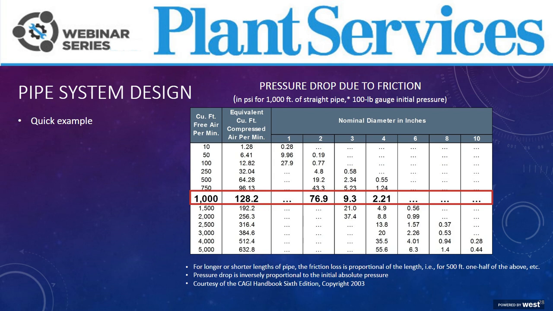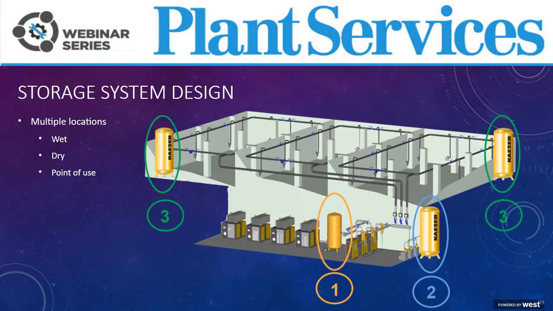Now let's discuss some system storage. We can break down storage into 3 types: wet, dry, and point of use. Here we see a nice graphic that shows the location of various receivers. Note that wet and dry receivers are typically in or near the compressor room. This example also shows loop piping networks within that main air system, in those 3 different segments of the building. Also a good practice.